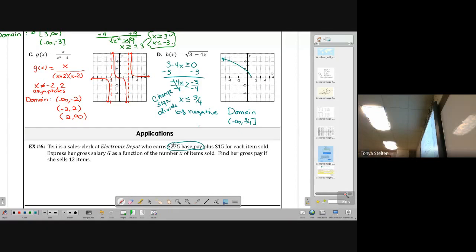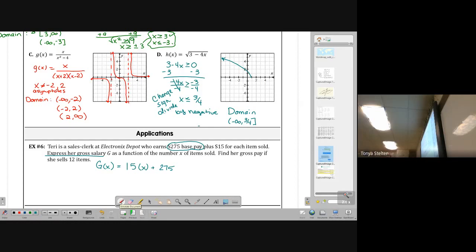So this is a 2-part problem. Express the equation. It says use G of X as her gross pay expression. X is the number of items sold. She gets $15 per item sold plus that extra $275 base pay if she doesn't sell anything. You don't need the dollar signs. You can keep them or not. So there's the first part.